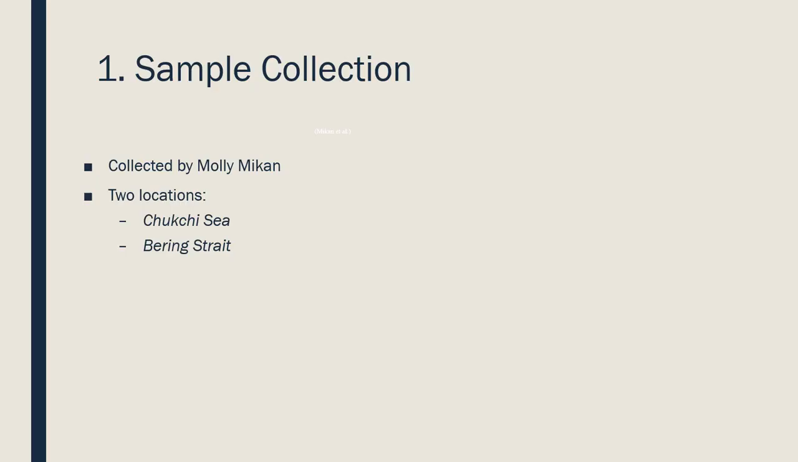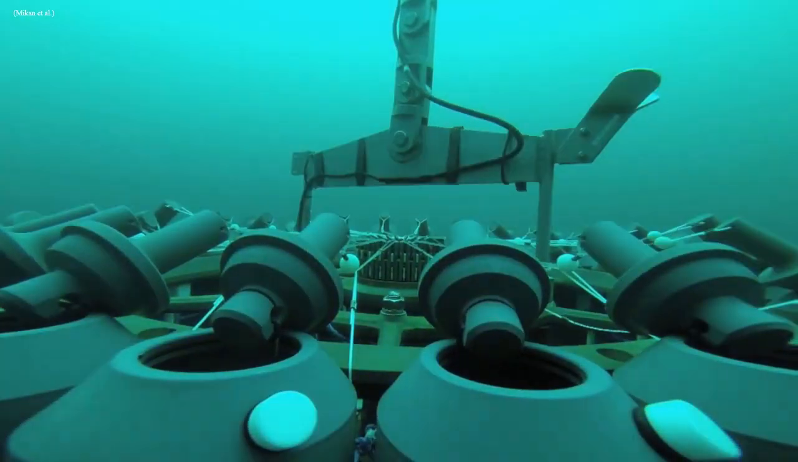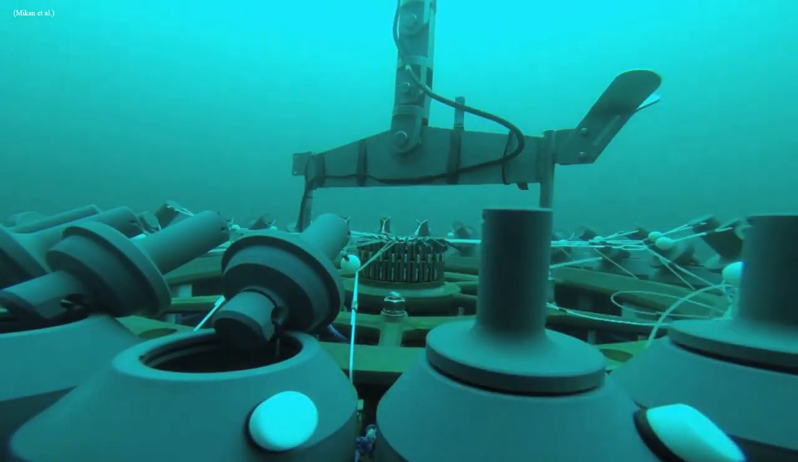First, sample collection was done by Molly Mikan for her thesis project in 2 Arctic locations, the Bering Strait and the Chukchi Sea. At each location, CTD, conductivity, temperature, and depth, rosettes were lowered into the water. These containers are used to collect water at different depths.